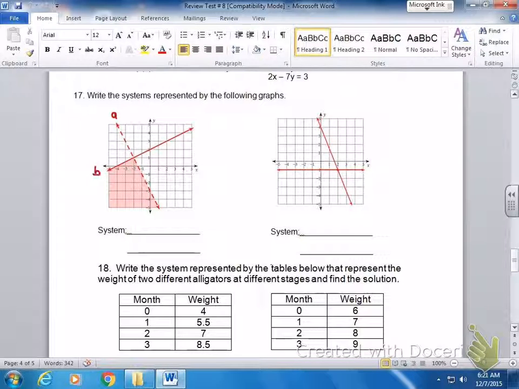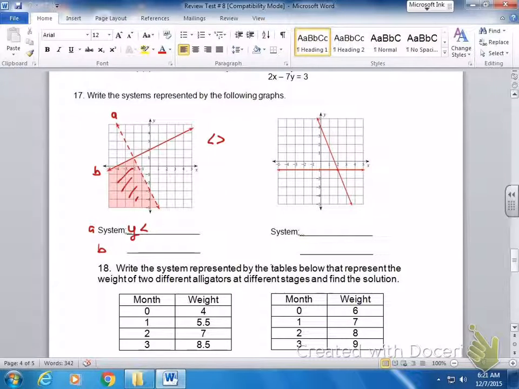I'm going to call that line A and line B just to keep myself straight. So I'm going to use this one to get line A and this one for line B. It looks like line A is a dotted line. Remember, a dotted line means it's either less than or greater than. If I look at my dotted line, I've shaded below, so I know that in my system it's going to be a less than sign. Y is going to be less than my equation.